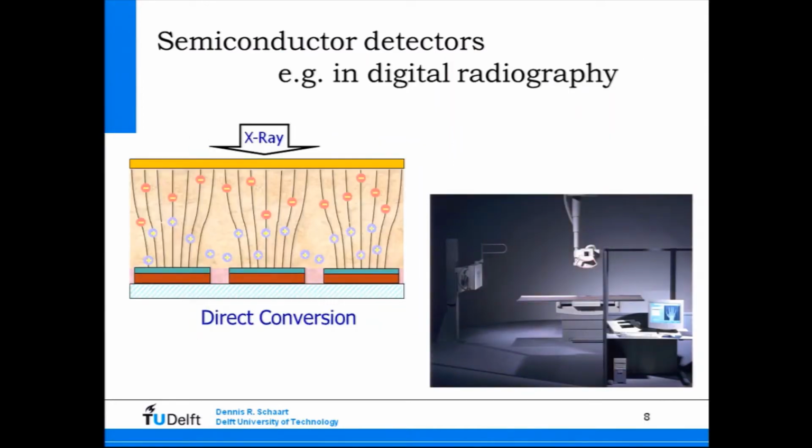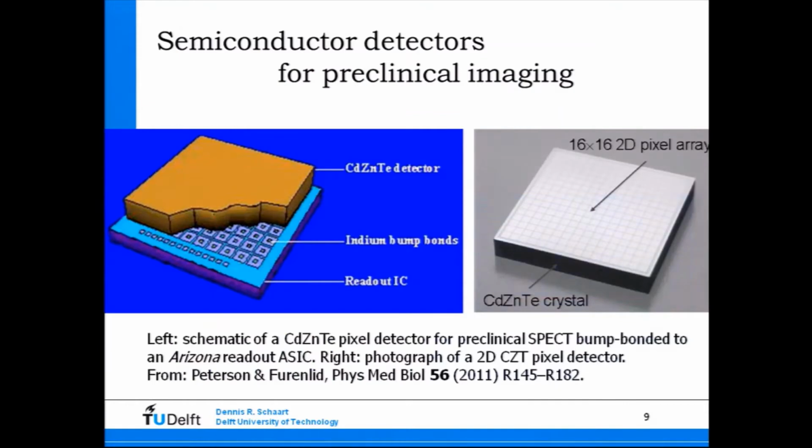This principle is used in quite a few types of radiation detectors, notably in radiography, digital radiography, where, for example, such direct converters are being used. We also encounter such systems in preclinical systems. This is one nice example of a cadmium zinc telluride detector. That's a semiconductor, which you can obtain in the form of a pixelated detector. So it consists of a 2D array of CZT pixels, which are then read out individually in order to get a 2D position-sensitive radiation detector.